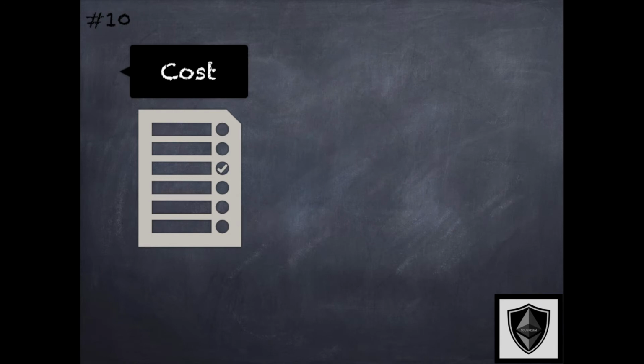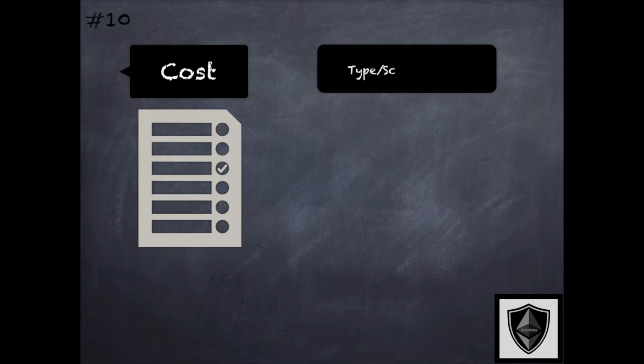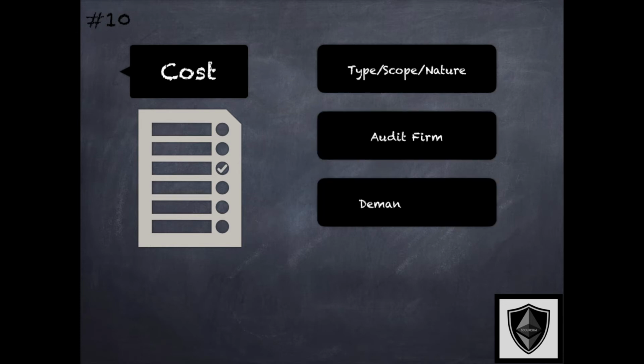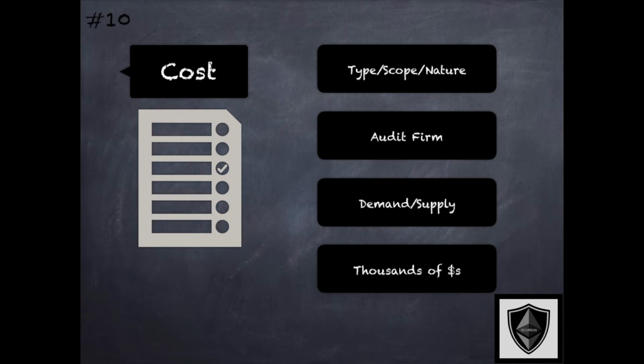The cost of an audit is an often discussed and debated topic. It depends on the type and scope of audits and typically costs in the range of several thousands of dollars per week, depending on the complexity of the project, the market demand and supply for audits at that point in time, and certainly the strength and reputation of the auditing firm.